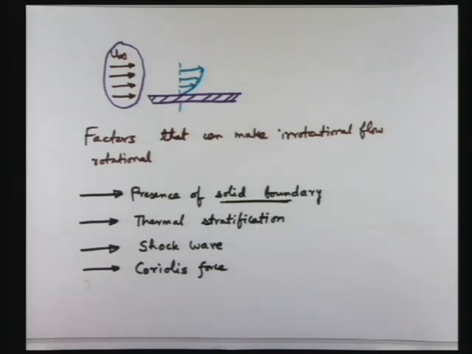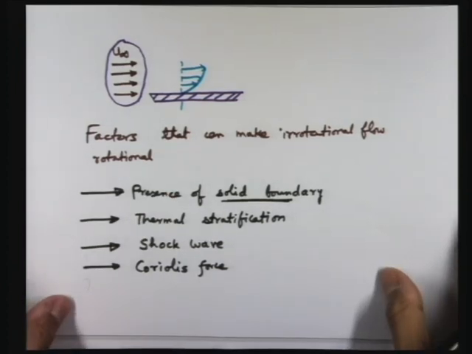So if the fluid has no viscosity, although there is a solid boundary, the effect of the solid boundary will not be propagated into the fluid. So if the fluid is not having any viscosity, then irrotational flow will remain irrotational forever. So this is like a combination of irrotational and inviscid flow. So this is example 2.